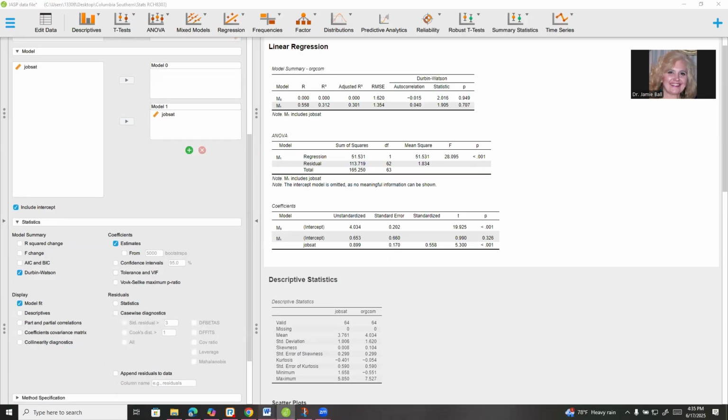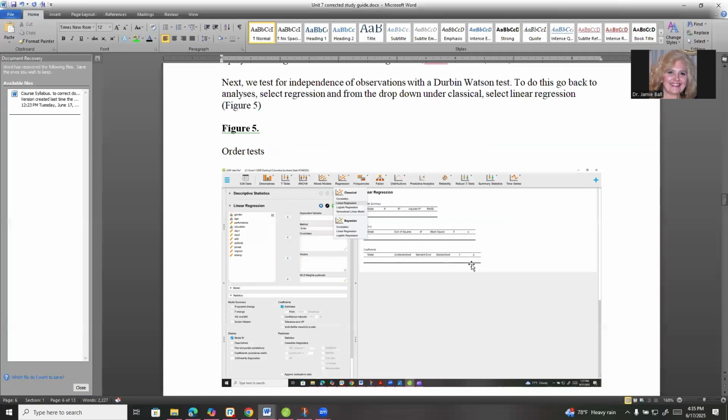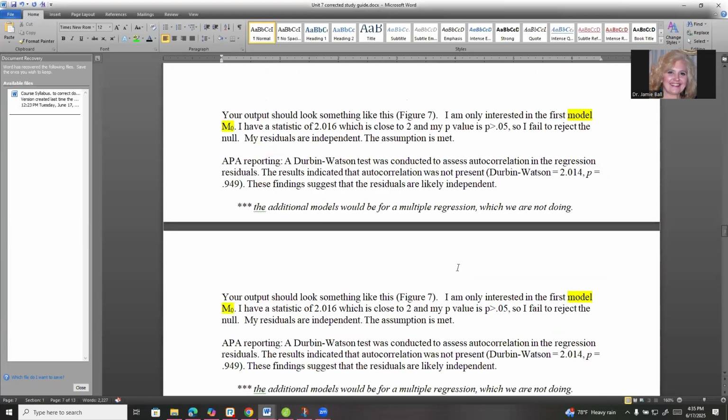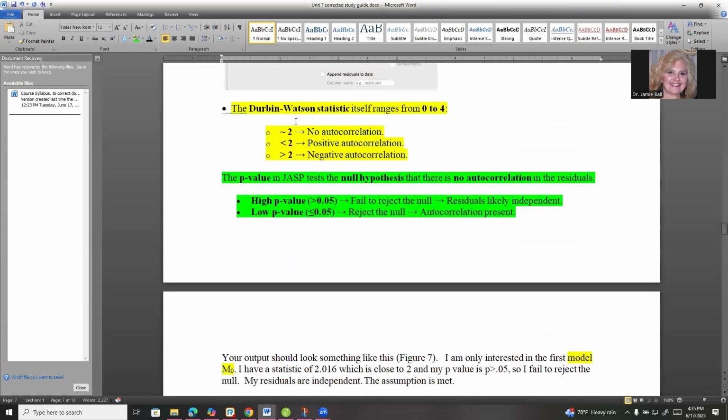Why does that matter? Well, there's two ways I can check that test result. Okay, I can look at the Durbin-Watson statistic itself. Less than 2 or about 2, there's no autocorrelation, assumption met. If it's pretty far away from 2, either less or greater, then we might have positive or negative autocorrelation. But JASP tests the null hypothesis that there is no autocorrelation in the residuals, hence the p-value, right?